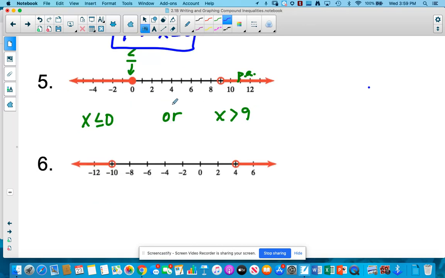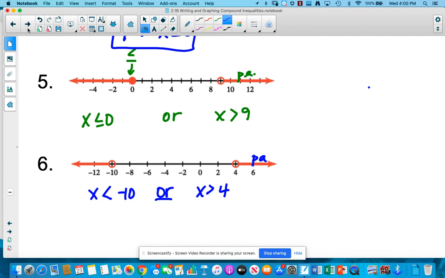All right, let's jump down to 6. 6 is an or statement, so I'm going to separate my statements with the word or, and I'm comparing x to 4. So all of my possible answers here, are they greater than 4? They are. They are greater than 4. All of my possible answers are less than negative 10. Now, neither one is shaded in, so none of them are equal to.